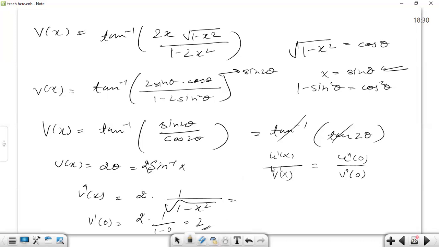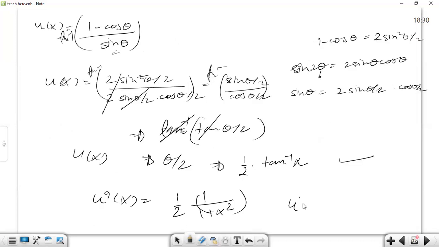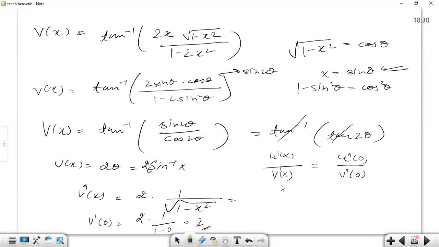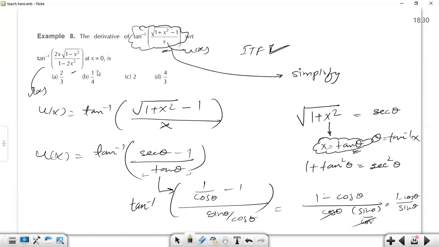What about u dash of 0? U dash of 0 is half into 1 plus 0, which is half. So on putting half divided by 2, it will become 1 by 4. Let us see if it matches any option. Yes, it does. So B is the correct answer.